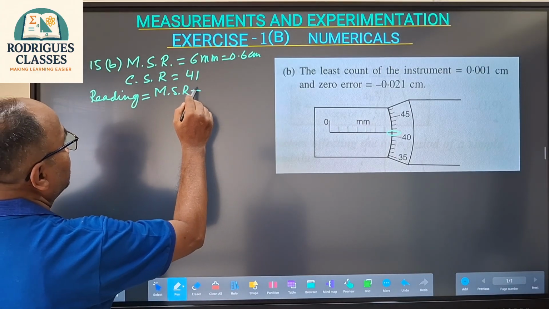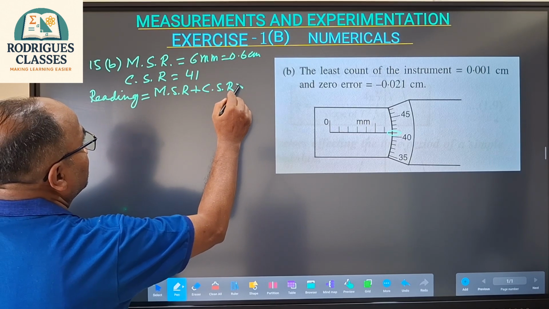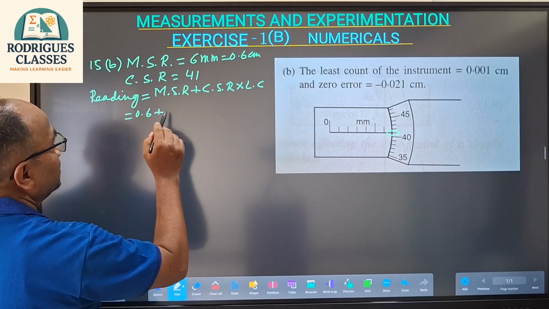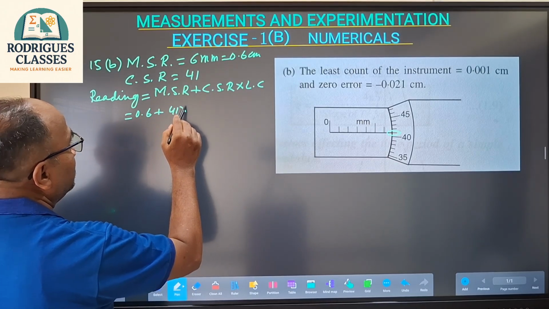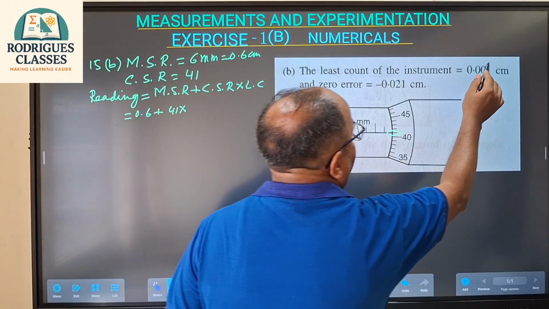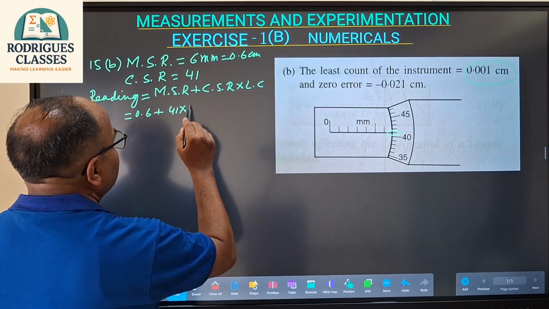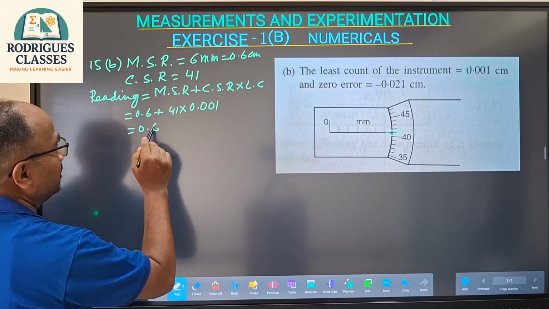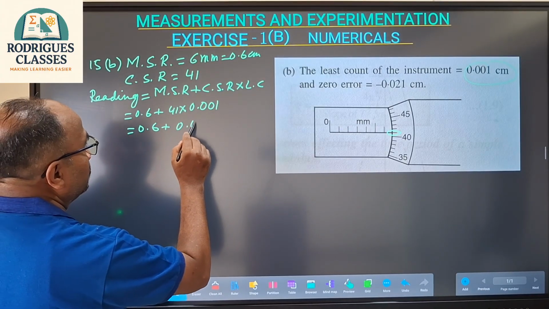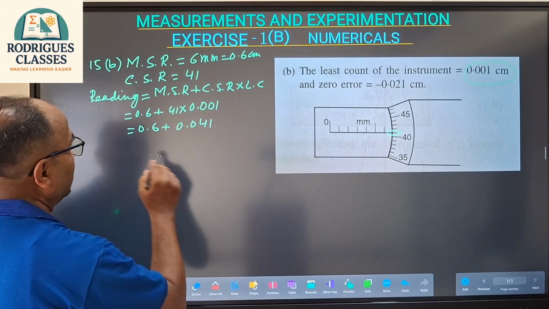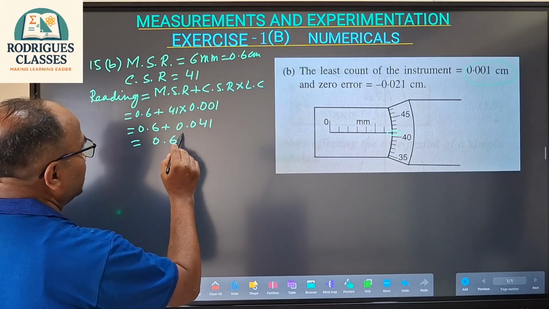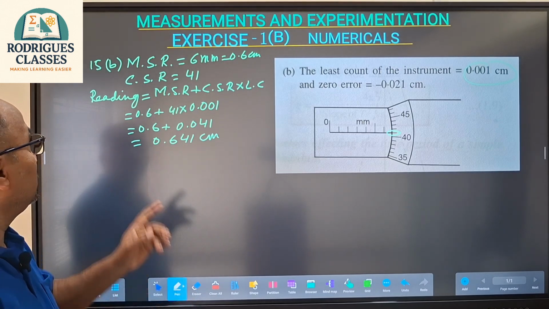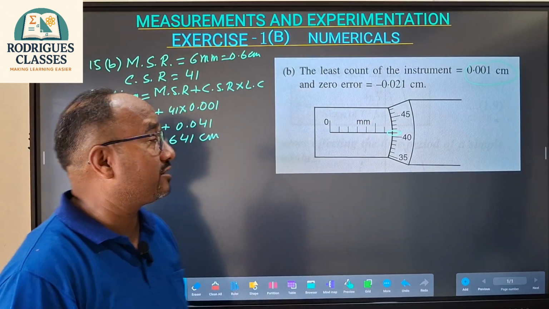MSR plus CSR into least count. So MSR is 0.6, CSR is 41 multiplied with the least count, which is given here as 0.001 in centimeter. Everything is in centimeter. So this I multiply, you will get it as 0.041. So this gives you 0.641 centimeter.